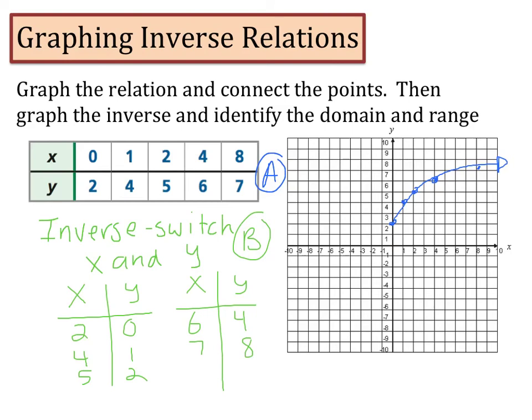So let me graph these now. When x equals 2, y equals 0. When x equals 4, y equals 1. When x equals 5, y equals 2. When x equals 6, y equals 4. And when x equals 7, y equals 8. So you see that these are the inverses of each other. And once again, this line of y equals x is basically their point of reflection. This is y equals x.